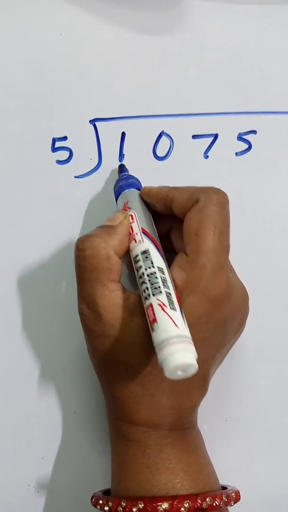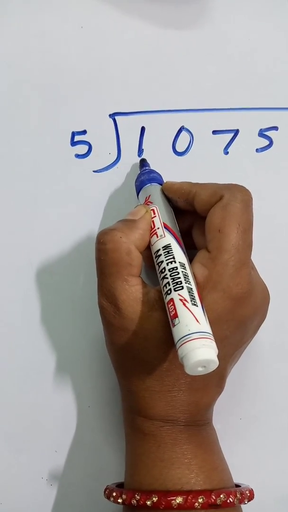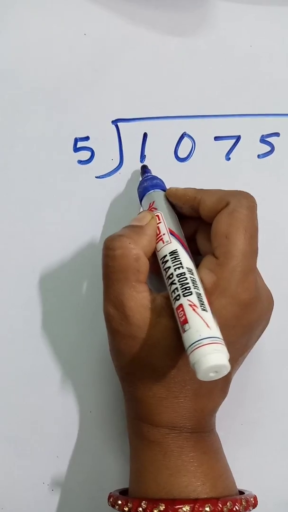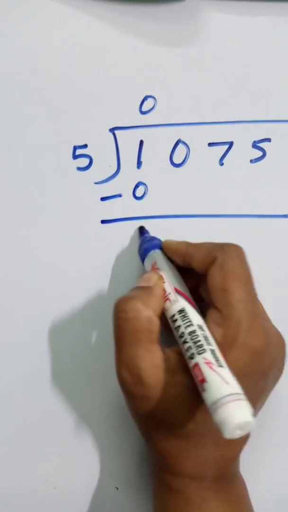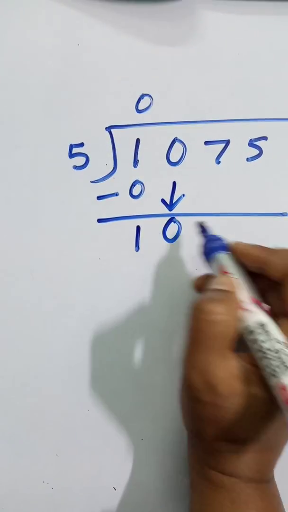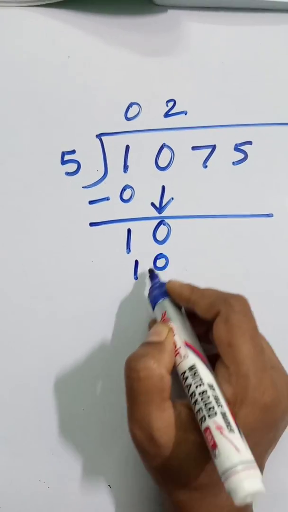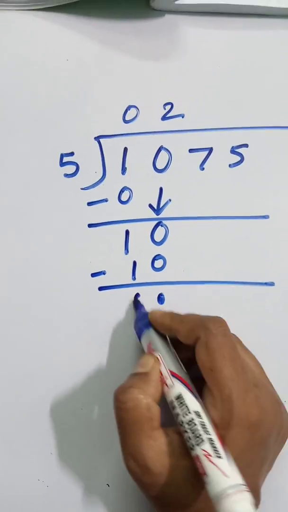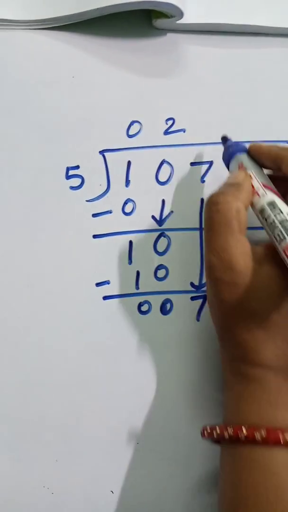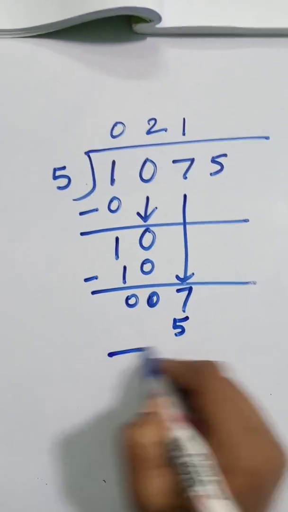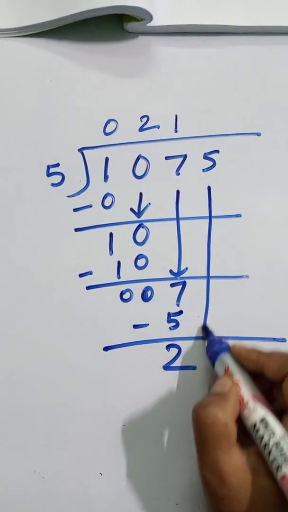Here, children, first of all take this digit 1. In the table of 5, you don't get 1 because it is smaller than 5. So you will apply 0 times. So 5 zeros are 0. Now 1 minus 0 is 1. Now bring this digit 0. It's 10. Now 5 twos are 10. Apply here. Now here 0. Now bring this digit 7 here. So 5 ones are 5, and 7 minus 5 is 2.